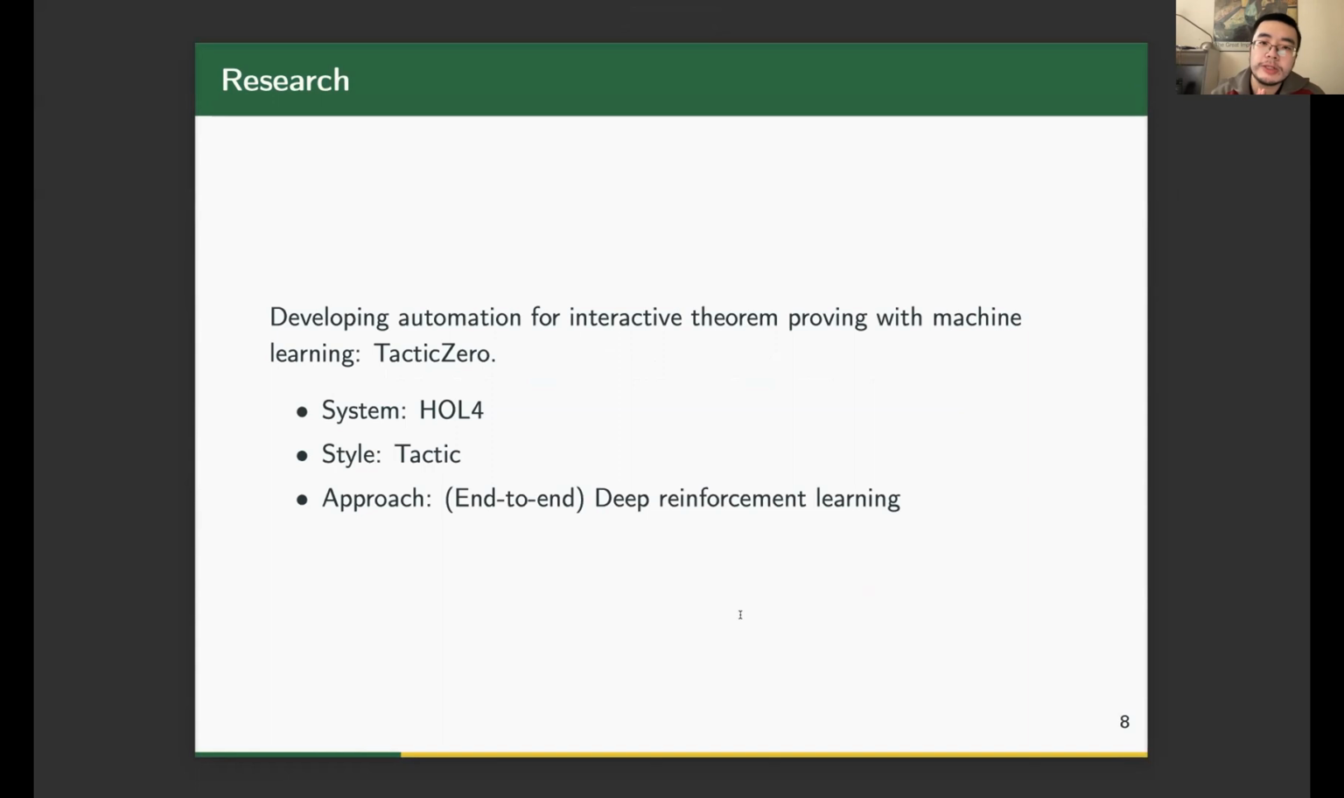The goal is to develop automation for interactive proving with machine learning, and the system we use here is HOL4, and the proof style here is tactic, and the approach here is end-to-end deep reinforcement learning.